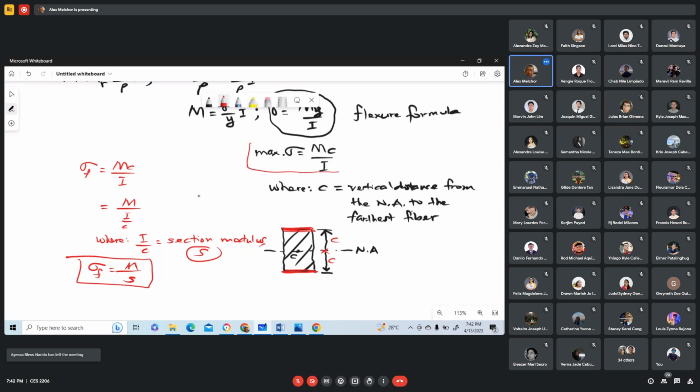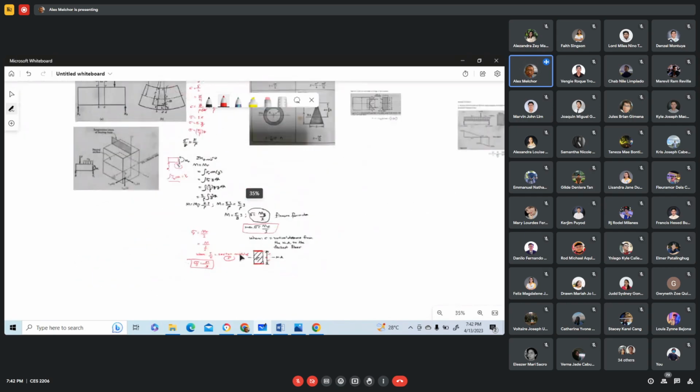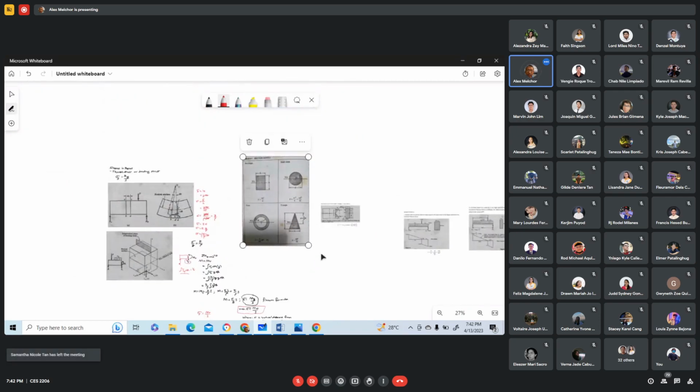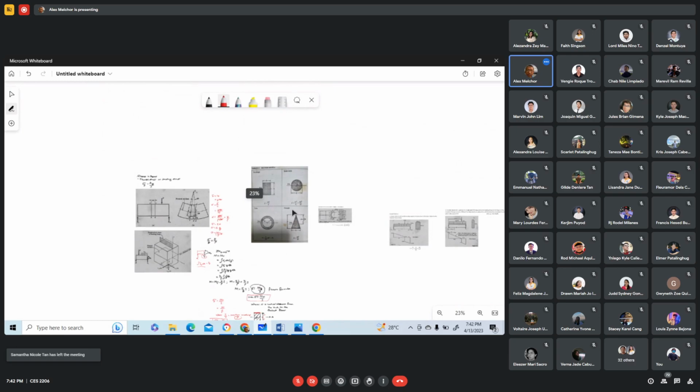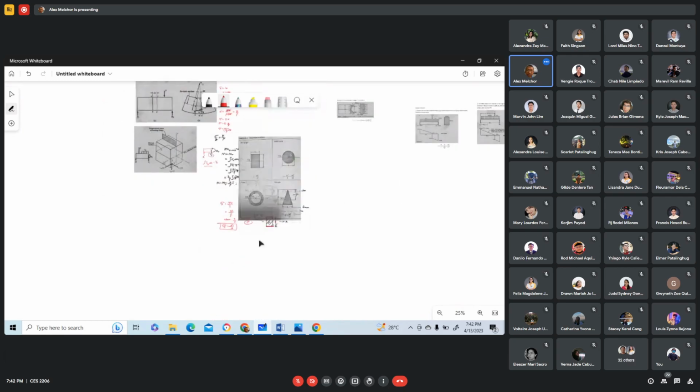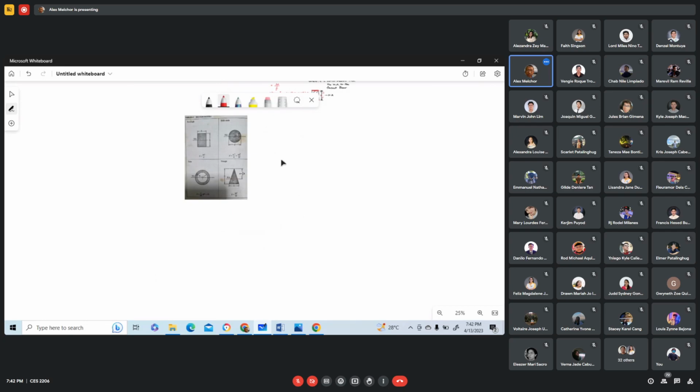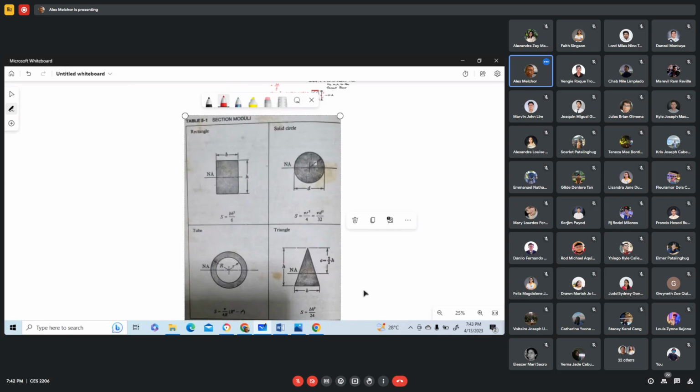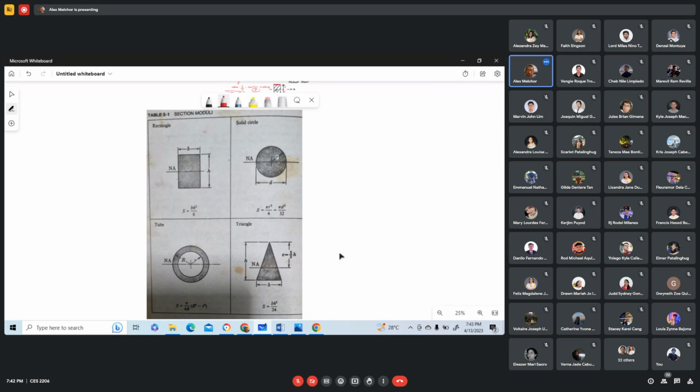But if you know this, you can also derive this one from here, because I over C is S. Okay. Now, in this figure here, we have the section modulus for each of the geometric shapes.